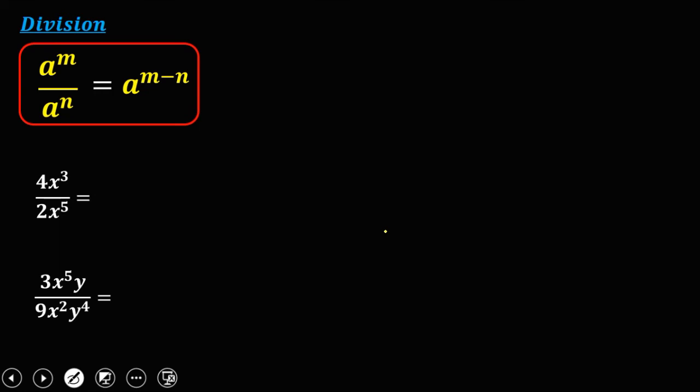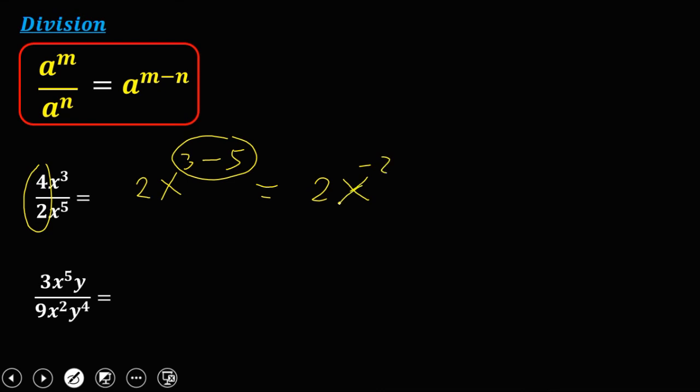Let's have this given. Divide the numbers first, so 4 divided by 2, that's 2. Then x to the power 3 minus 5, so we have now 2x, then 3 minus 5, that's negative 2. Then to make this one positive, bring down, that's 2 over x to the power 2.